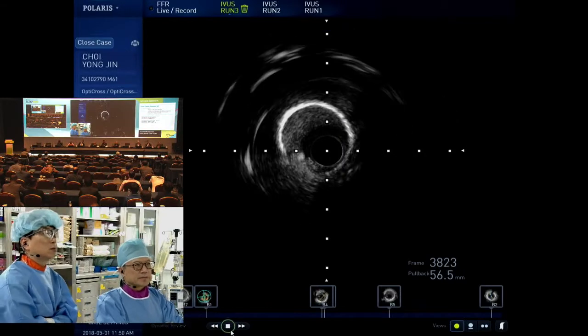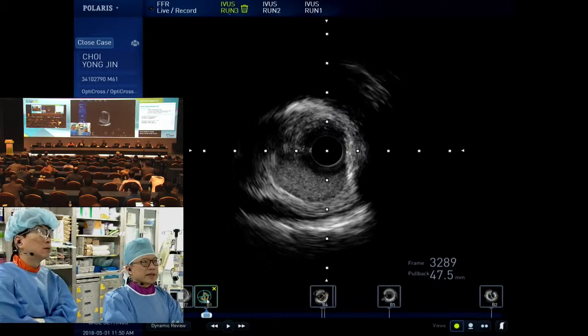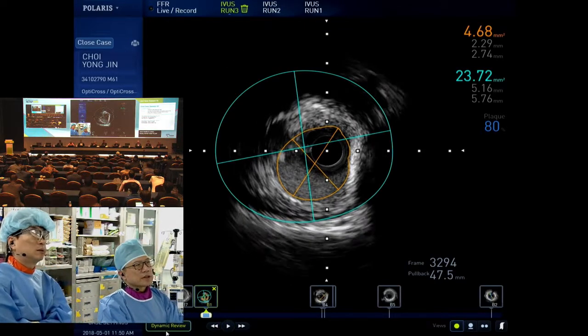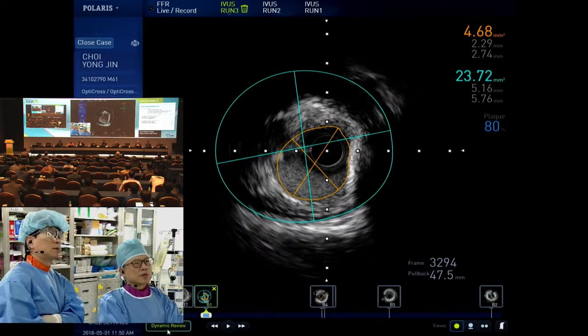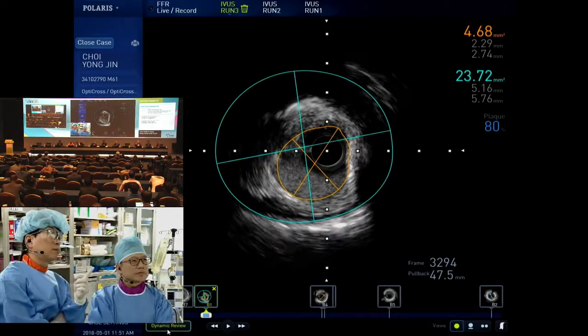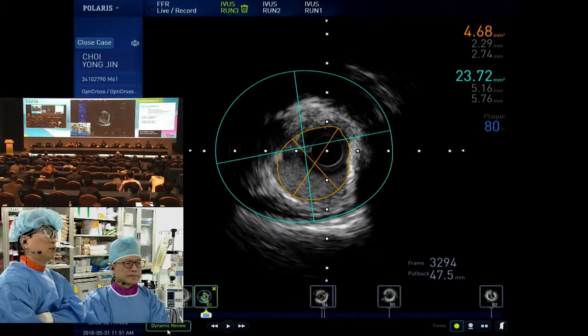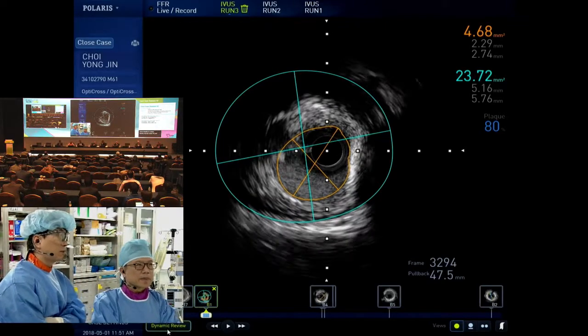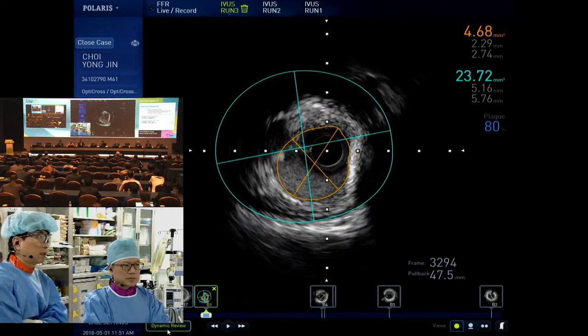So that's the guide. Could you measure left main? So left main measurement. You think this is the smallest area, maybe? Yeah, the left main is 4.68 millimeter square, and plaque burden is 80% just distal, in the proximal portion of the bifurcation.